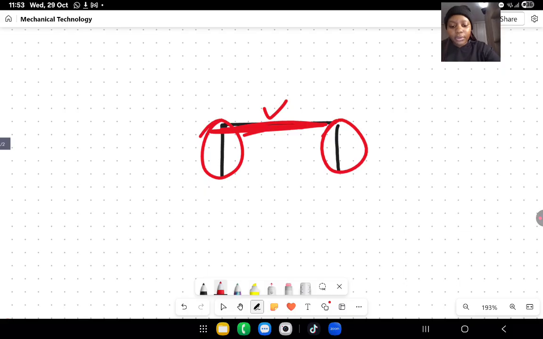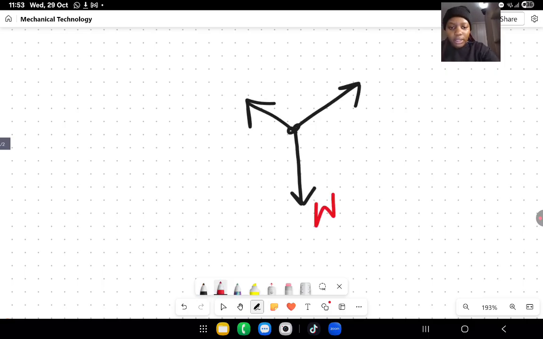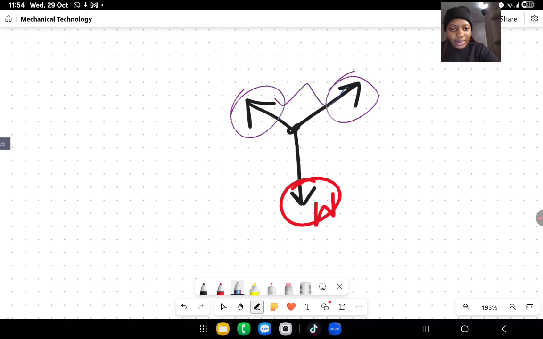Another example is when we have a weight going down, then this weight is balanced by this force and the other force. So this is a weight going down. Again, this weight is balanced by what? This weight is balanced by these two forces. These two forces balance this weight so that this weight can remain at rest or move with a constant velocity. So that's what we call equilibrium of a particle.